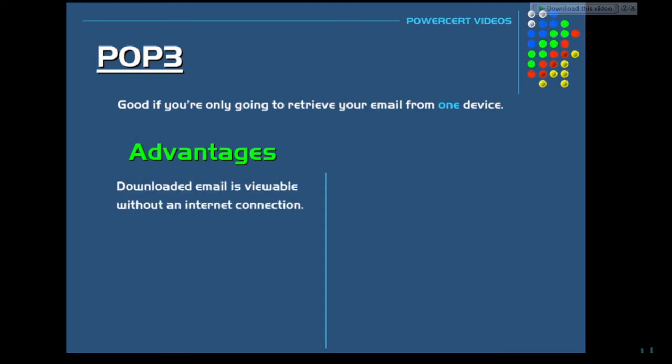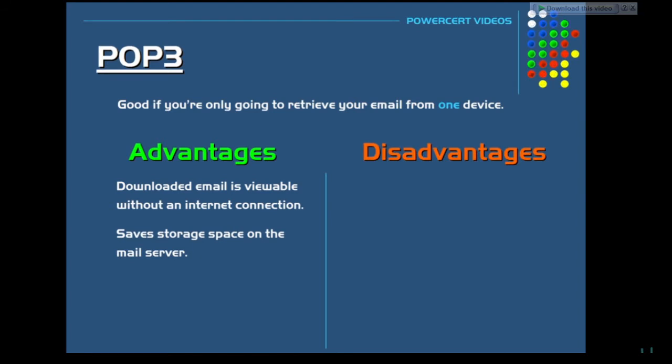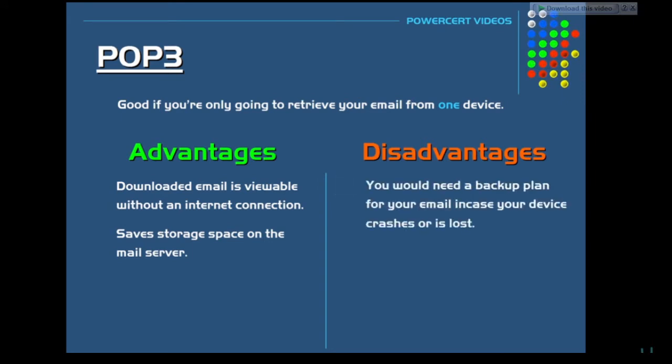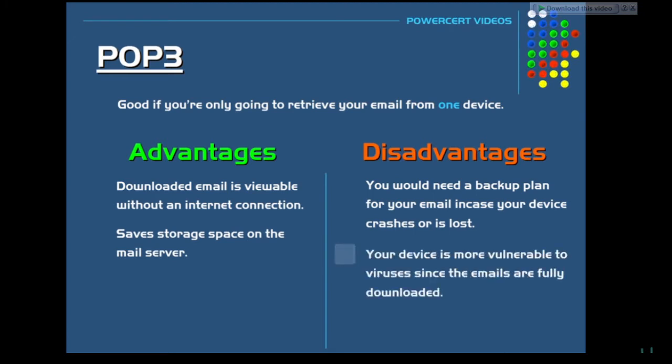Now, POP3 is good if you're only going to retrieve your email from one device. The advantage of using POP3 is that since the email is downloaded to your device, you can view your downloaded email even if you don't have an internet connection. So the only time that you need an internet connection in POP3 is when you're receiving new email or sending email. Another advantage of POP3 is that it saves storage space on the mail server because the emails are deleted when they are downloaded to a device. Now, a disadvantage of POP3 is that since the emails are removed from the server and downloaded to your device, you would need a plan to back up your emails in case your device crashes or is lost. And another disadvantage is that your device has a better chance of being infected with viruses since the emails are fully downloaded.